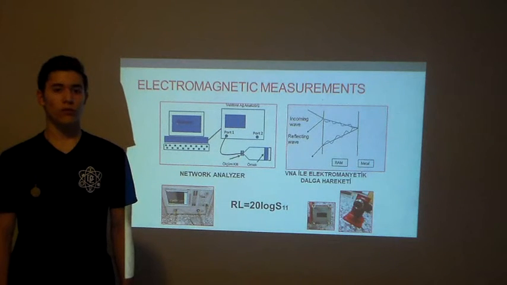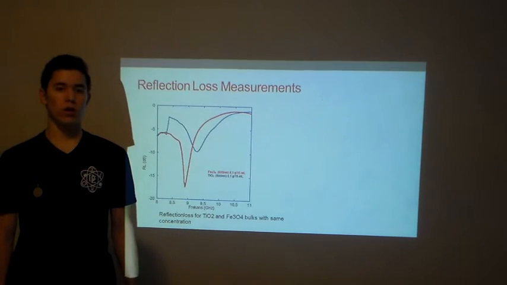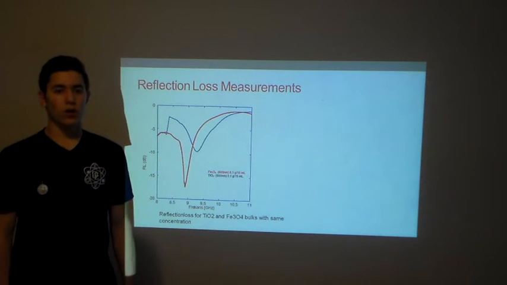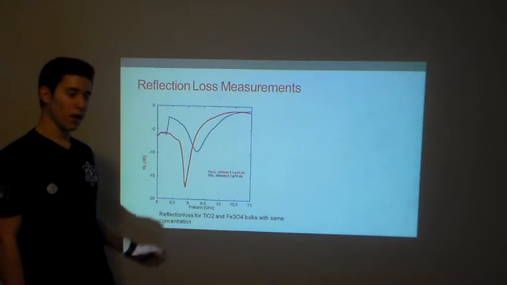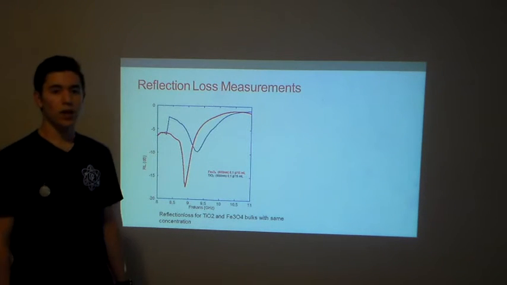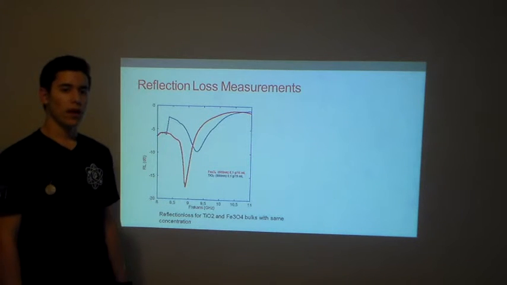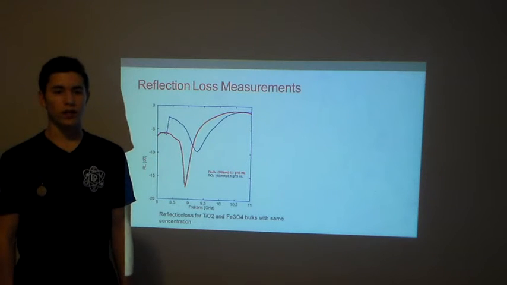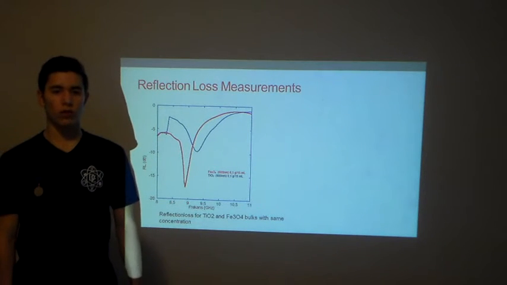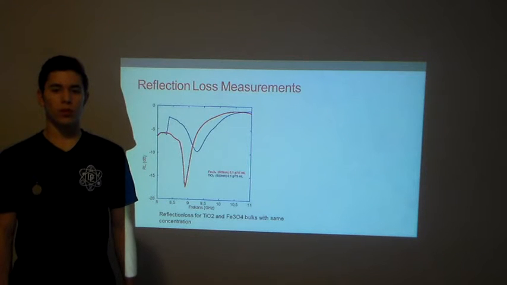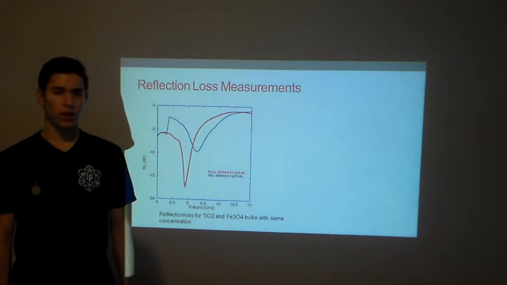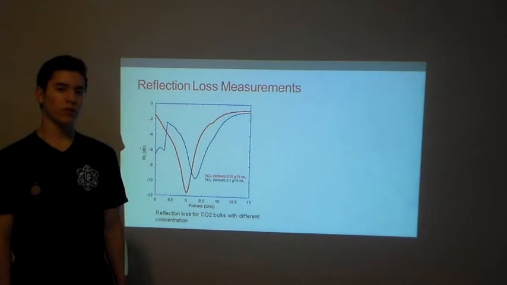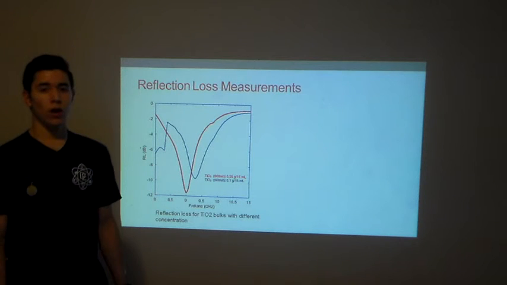This graph shows the reflection loss values for titanium oxide and iron oxide blocks with the same concentration. The iron oxide block, the red one, has a maximum rate at 8.9 GHz, and titanium oxide has a maximum at 9.2 GHz. As is seen, ferromagnetic iron oxide has a higher reflection loss value than the titanium oxide block with the same concentration.